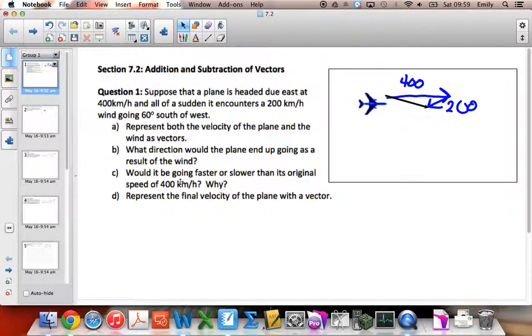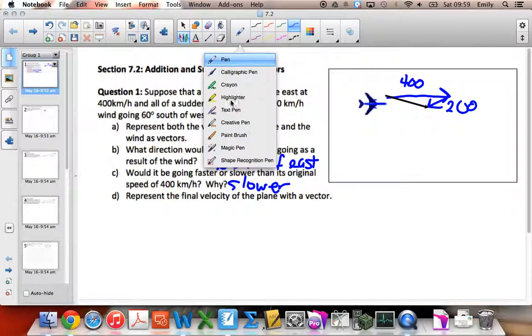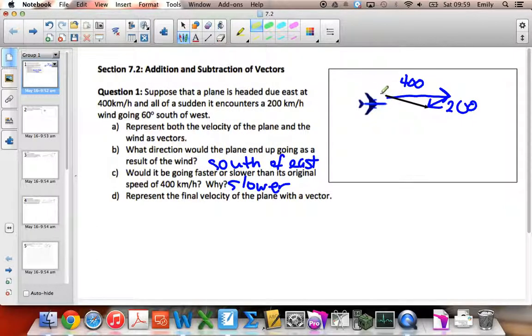So faster or slower? Definitely going to be going slower. What direction does the plane go because of the wind? It's going to go south of east. And the final vector of the plane, well, that ended up being that arrow that I added in. I'll just highlight it here. Here's my final resulting vector.